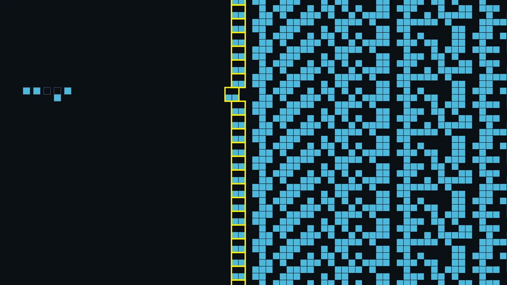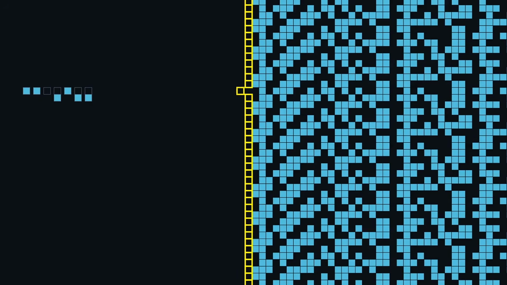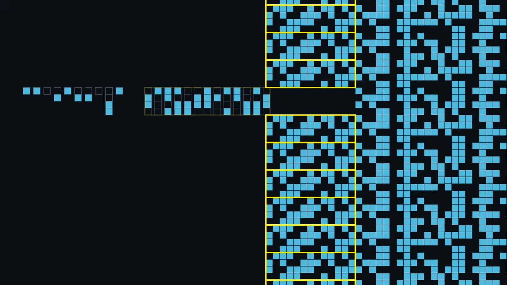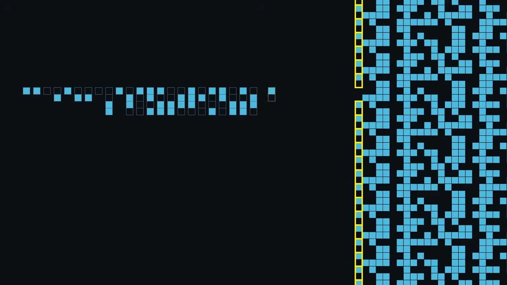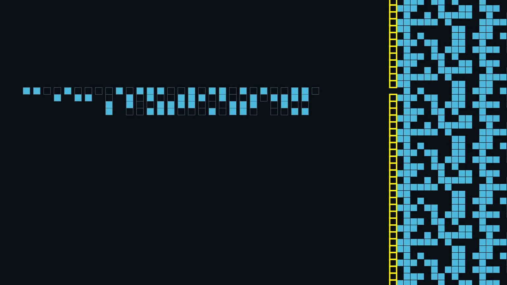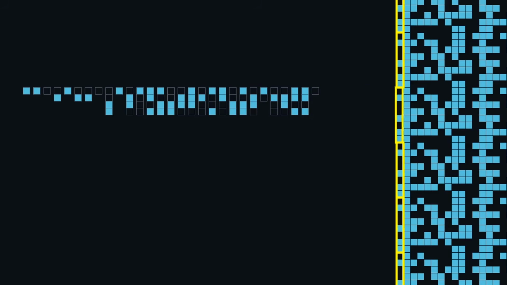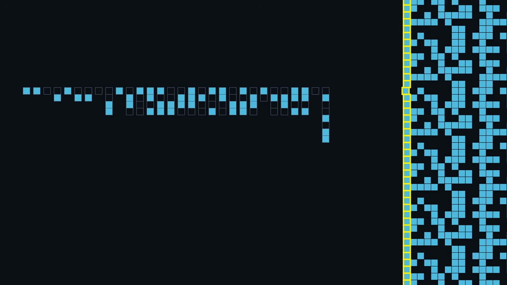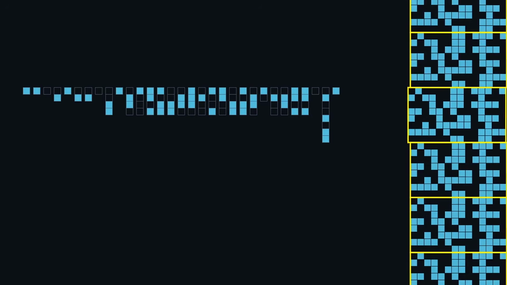Then two more alternating. Solid black. And now a longer cycle with length 4. Then solid blue. Then a bunch with length 4. One alternating. Some more 4s. Solid black. And then a longer one with length 8. Then back to a blue diagonal. And a bunch of 8s.